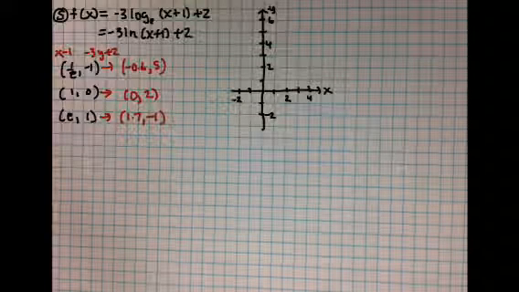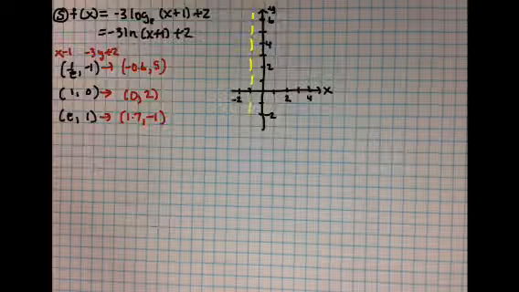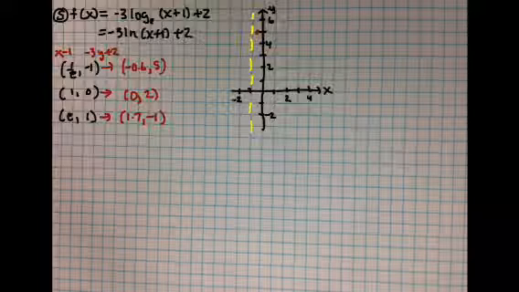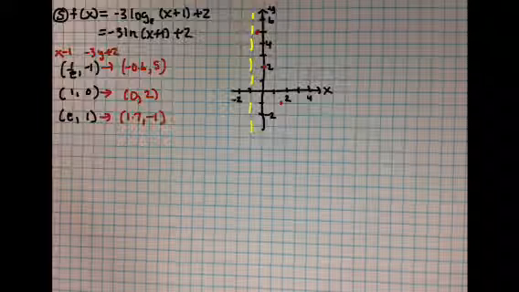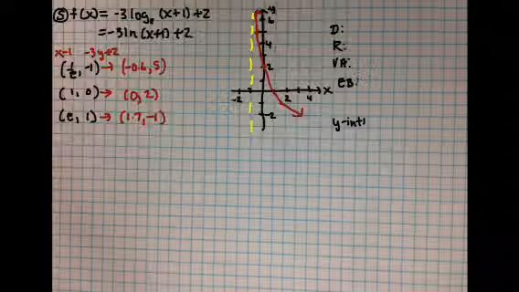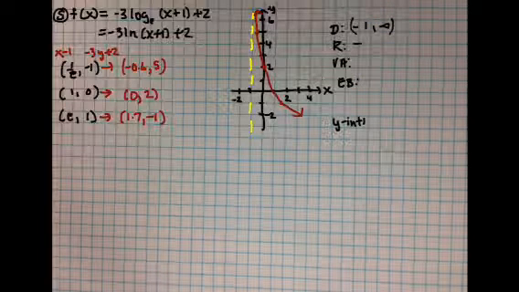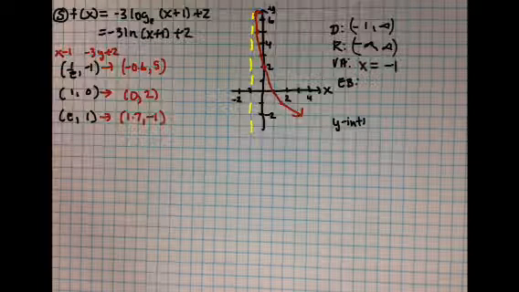So we're going to go ahead and plot the vertical asymptote first at x equals negative 1. And then the points, that's going to be about here, negative 0.65, 0, 2, and 1.7, negative 1. Equals something like this. So the domain is all x values greater than negative 1. The range is all reals. Vertical asymptote is x equals negative 1.